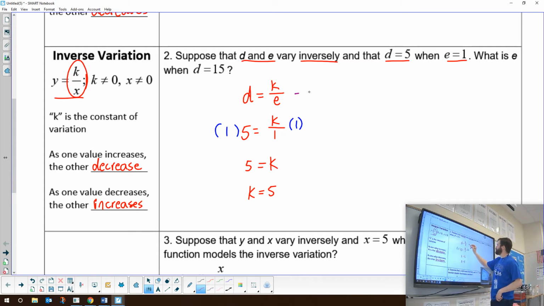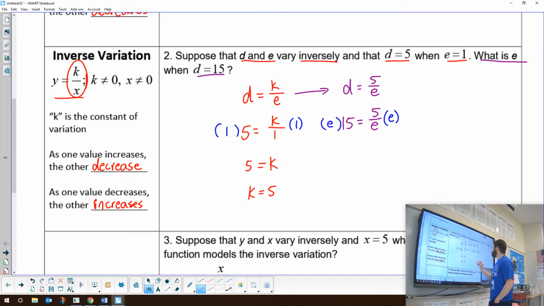So I can rewrite my equation with my constant of variation in there. So my original equation, I can rewrite it instead as d equals 5 over e. So now for any value of d or e, we can solve for the other one. And so now when it says, what is e when d equals 15? Well, I just plug in 15 for d here. We have 5 over e. To solve this, we're going to clear out this fraction by multiplying by the bottom, by multiplying by e, which we're going to do to the other side as well. So I'm going to multiply both sides by e.